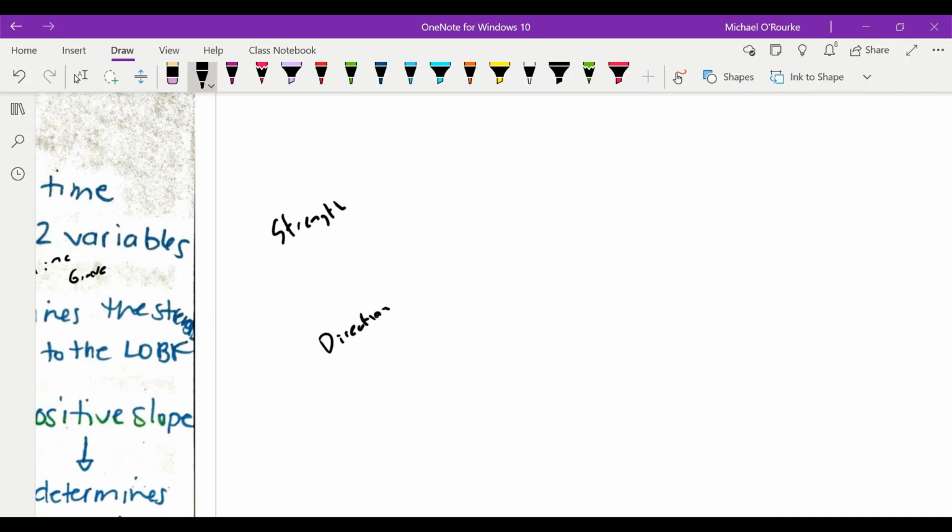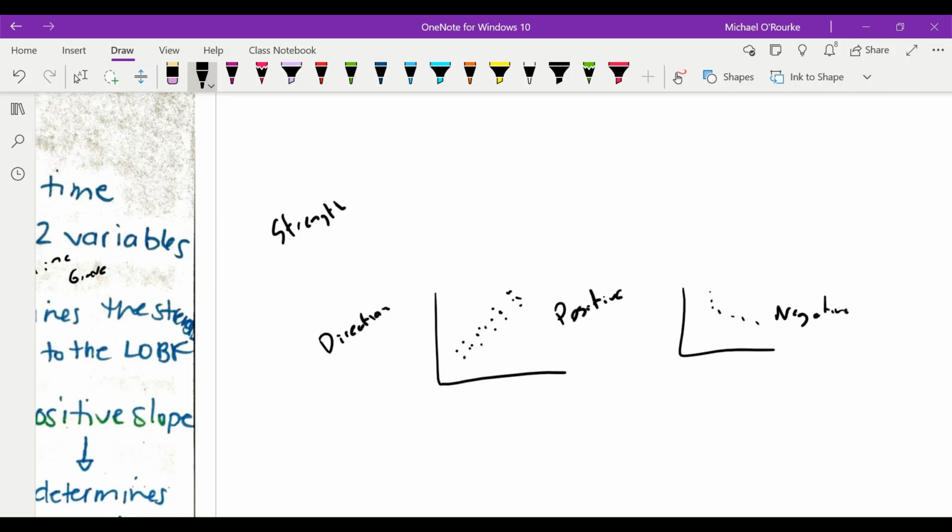Okay. So if we have this here as our graph, if we have dots going up, right, direction per se is positive. And if we have something going down, it would be termed as negative. Okay, so that's the first thing, positive and negative, and then all the strengths we discuss are going to be associated with positive or negative first.